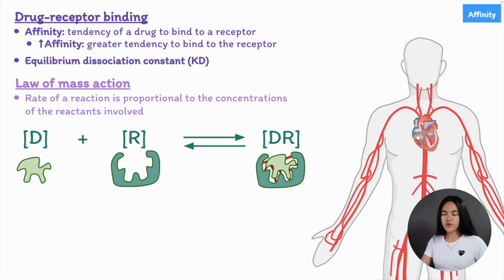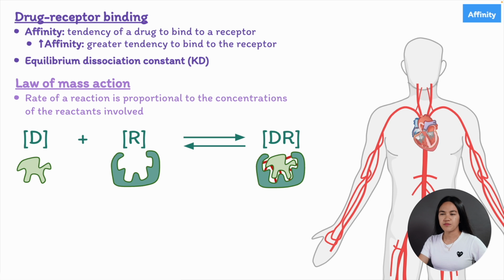Now, another important aspect of drug-receptor interactions is that the formation of the drug-receptor complex is reversible. This means that while the drug can bind to the receptor and form the complex right here, it can also dissociate from the receptor, separating into the individual drug and receptor again. This reversible nature applies to most drug-receptor interactions, although there are some exceptions that we'll discuss later.